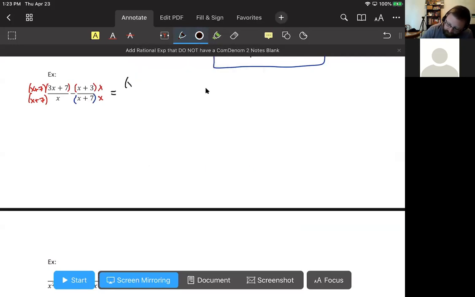So that would give us x plus 7 times 3x plus 7 over x times x plus 7, minus x times x plus 3 over x times x plus 7. Same deal, we need to multiply out those numerators. So we start by double distributing, by foiling that first set. Again, I'm going to move this negative into the fraction and put it with that x, and distribute a negative x through the second fraction.